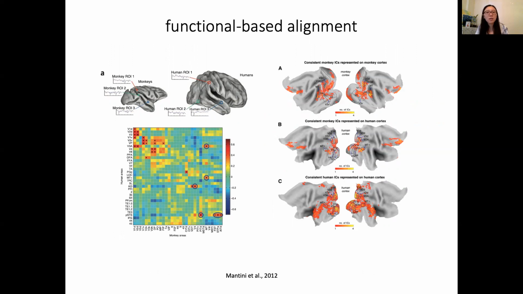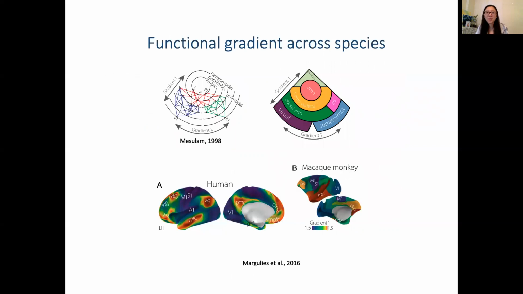But what else of brain function is comparable for us to do the alignments? So the answer might be gradients. If we can identify comparable gradients between macaque and human, then we can align them together. And this seems to be possible based on Daniel Margulies' gradient work, showing that human and macaque brains have similar hierarchy gradients along the surface.